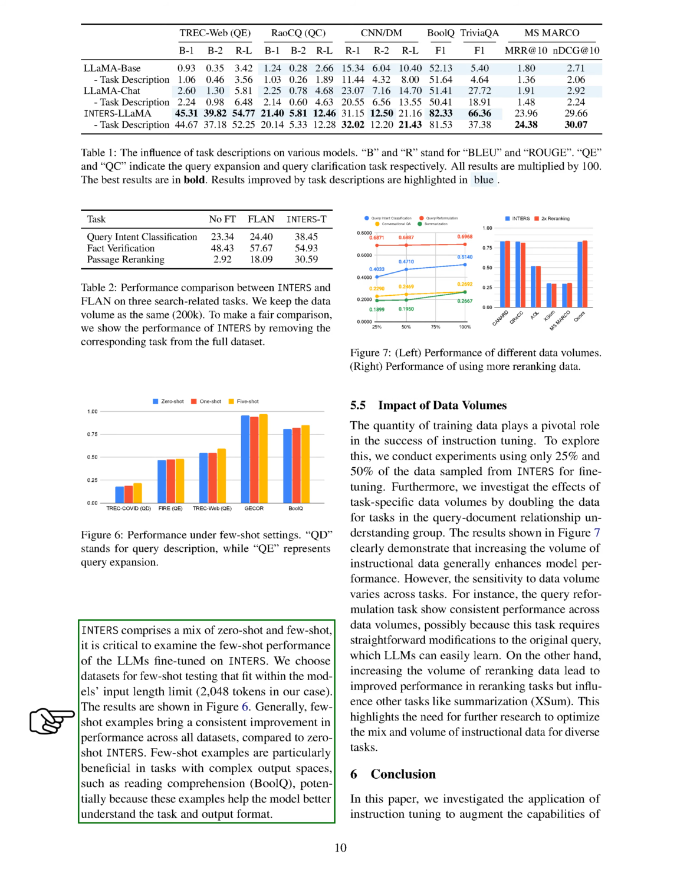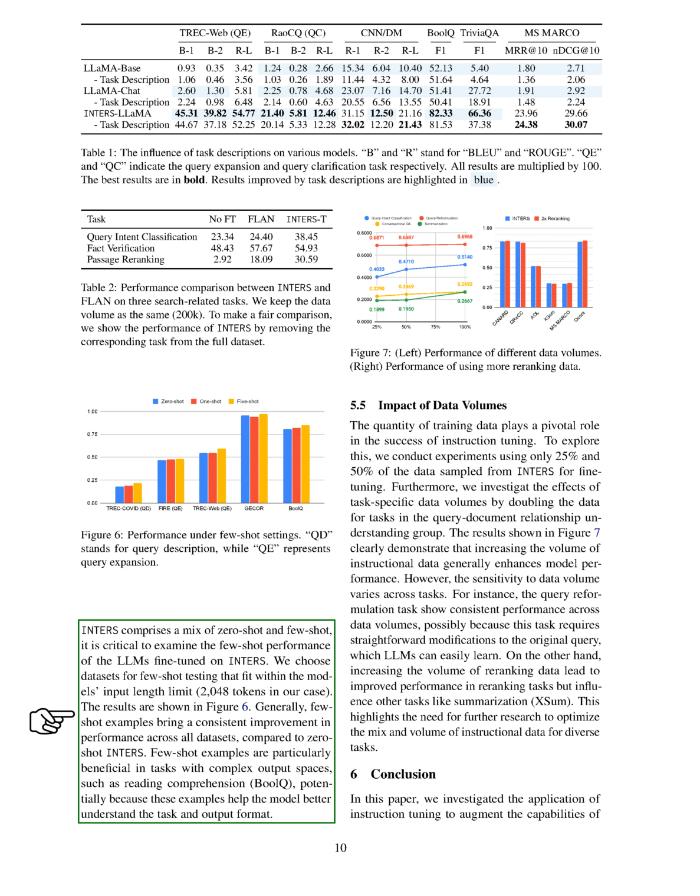We also examined the few-shot performance of the language models fine-tuned on INTERS, given that INTERS comprises a mix of zero-shot and few-shot. The results show that few-shot examples consistently improve performance across all datasets, compared to zero-shot INTERS. Few-shot examples are particularly beneficial in tasks with complex output spaces, such as reading comprehension, potentially because these examples help the model better understand the task and output format.